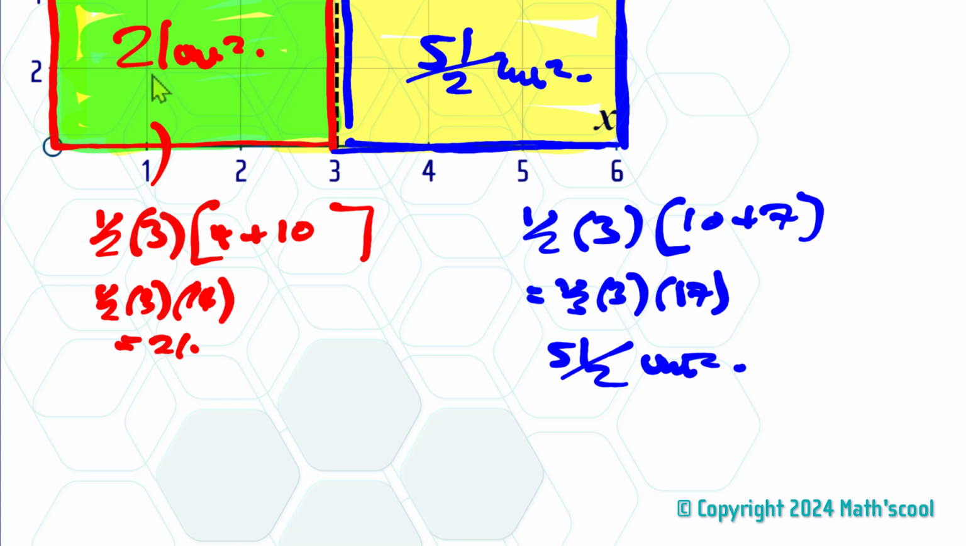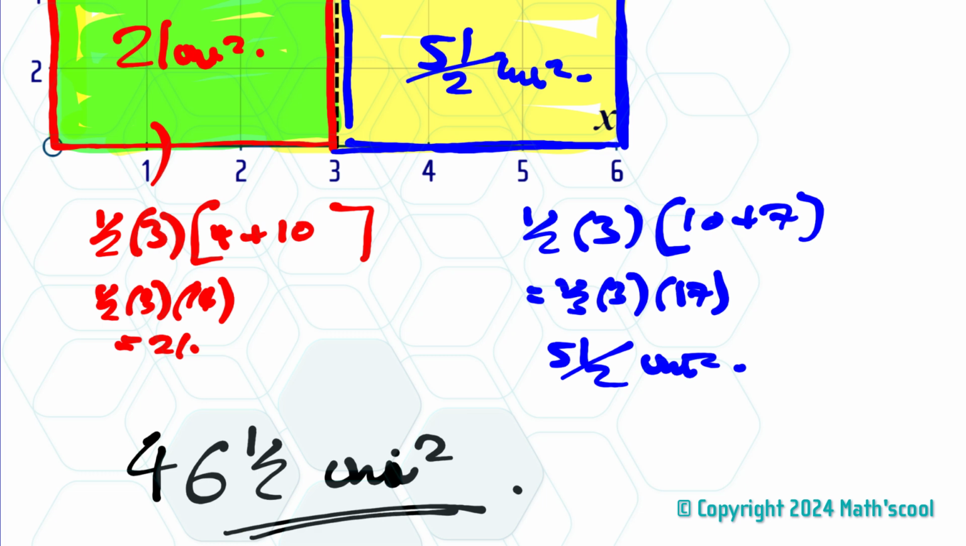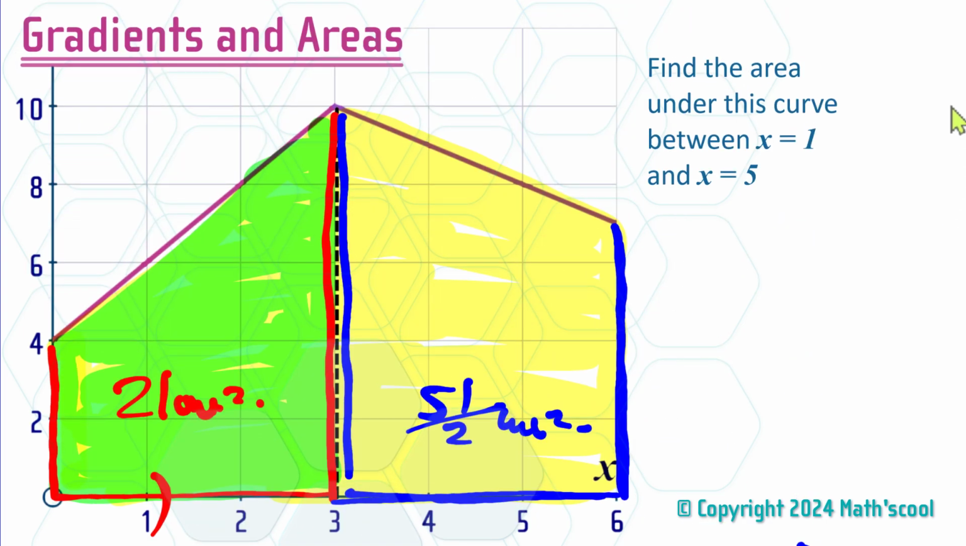Add it on to the 21, and that gives me 46.5 as my total area. So the total area is 46.5 units squared. Okay, so there's my area under that. I just used the area of a trapezium. Nothing more complicated than that.